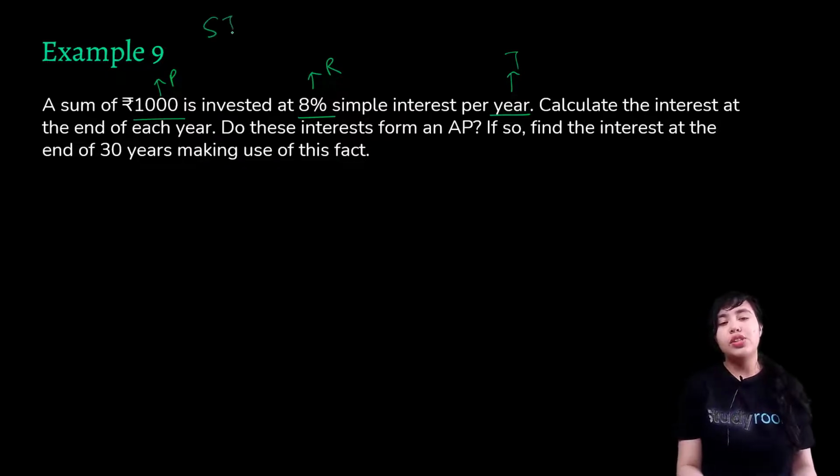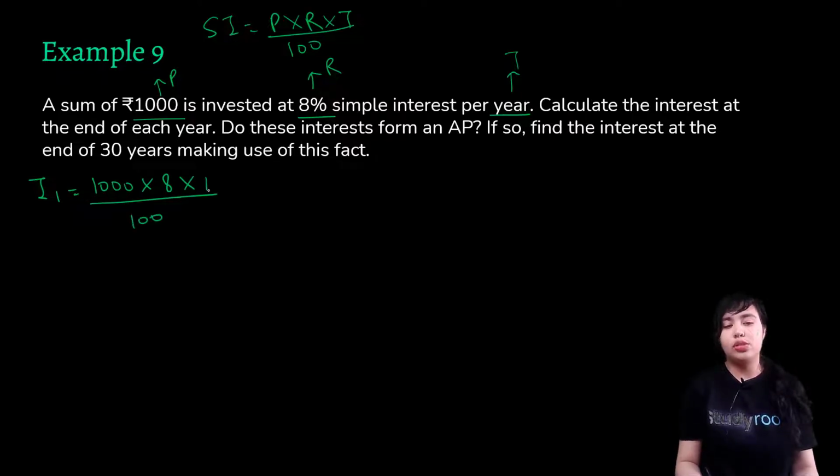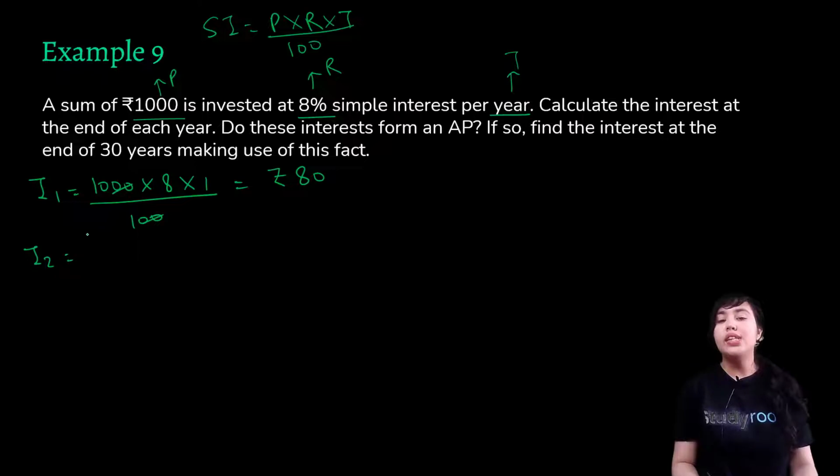So you know that simple interest is actually equal to P into R into T upon 100. So let's find out I1. I means interest at the end of year 1. So that will be the principal, that is 1000, into the rate, which is 8%, into time 1 year divided by 100. So on solving, here you get rupees 80. To find it for the end of second year, it will be 1000 into 8, but the number of years would now become 2 upon 100. So now you will get it as rupees 160.